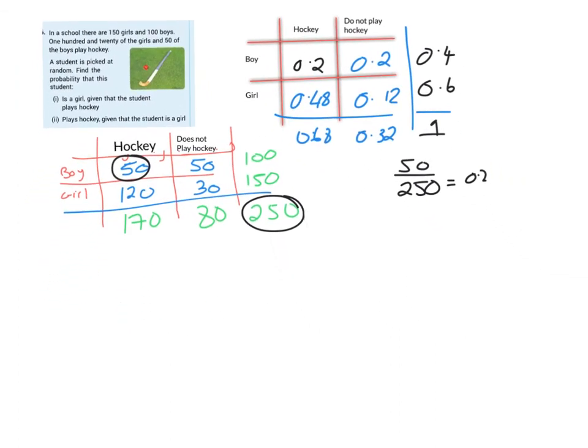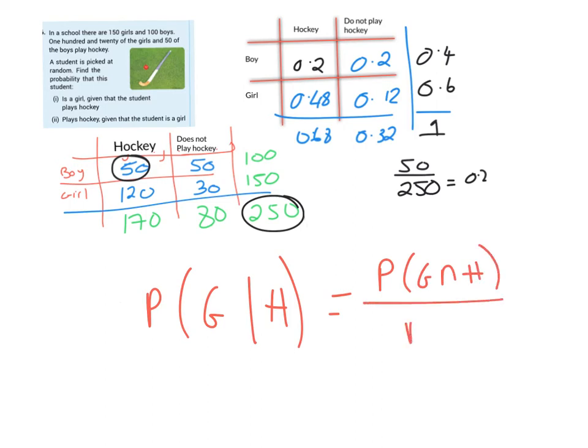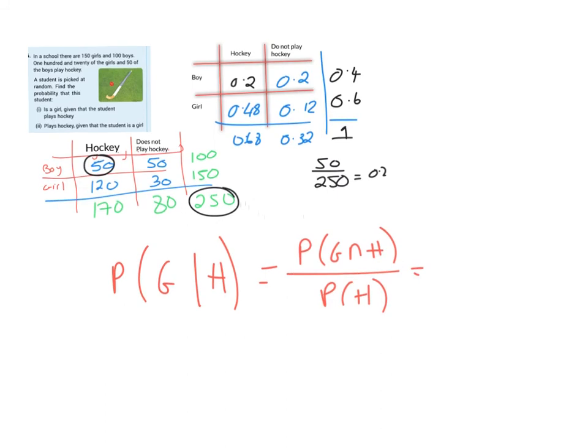Find the probability that a student is a girl given that the student plays hockey. So the probability that it is a girl given that the student plays hockey. So that is the probability that you are a girl and you play hockey all over the probability that you play hockey. So we have it all done now, all the hard work, okay? So it was kind of taking that information, putting it into a table, then finding the probabilities.